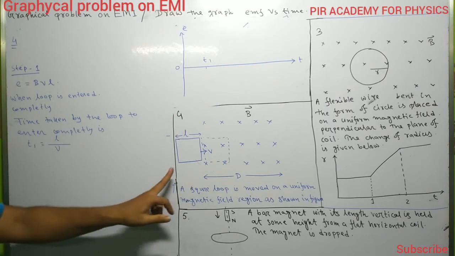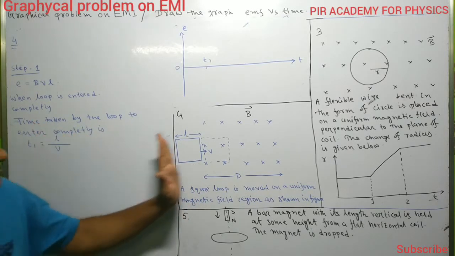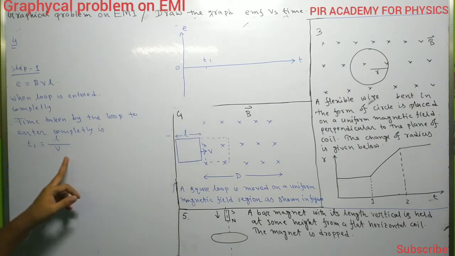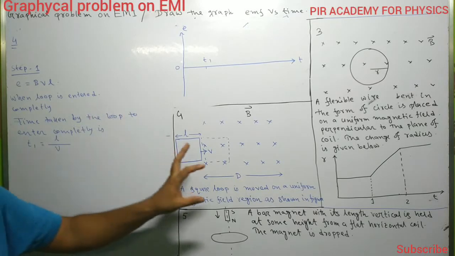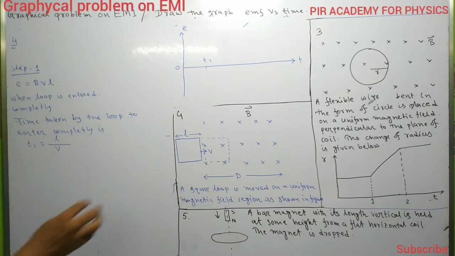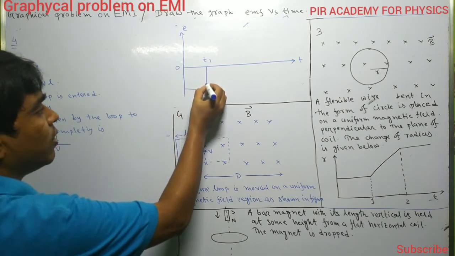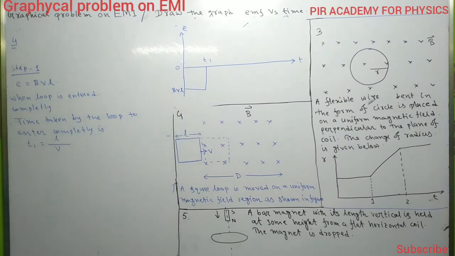So when this loop is entering the magnetic field region, up to T1 there is a change in magnetic flux. So there is an induced EMF. This EMF must be in the negative direction, and of value VBL.